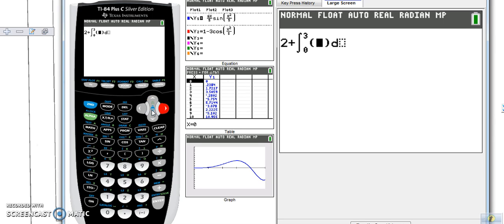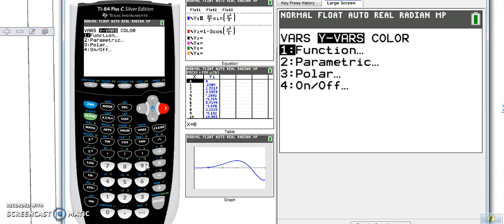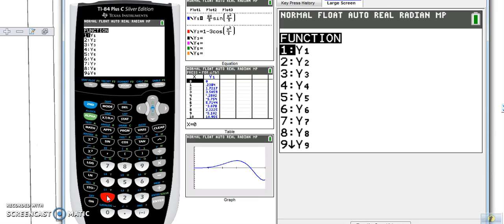Now, remember that I was telling you about that vars tool? If you hit vars, which is the button to the left of the clear button, you go to y vars, 1, and hit y2. I can see here that y1 has the acceleration function, and y2 has the velocity. So for y2, I'm going to hit 2.